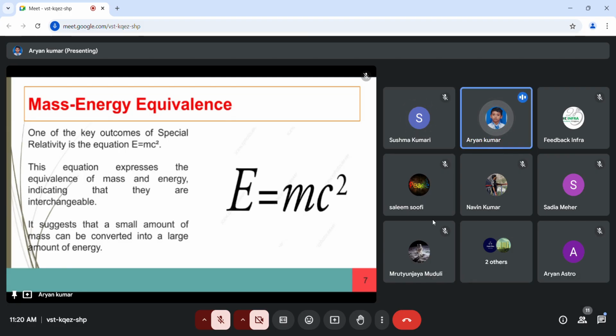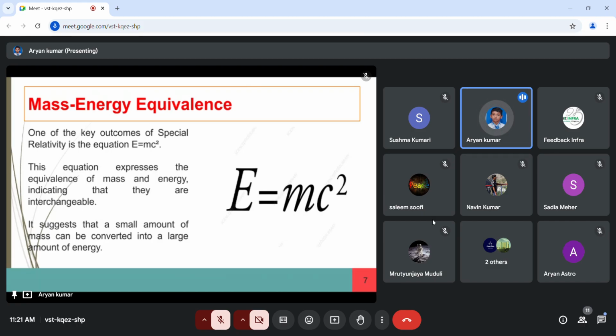Mass energy equivalence. One of the key outcomes of special relativity is E equals mc squared. This equation explains the equivalence of mass and energy, indicating that they are interchangeable. It suggests that a small amount of mass can be converted into a large amount of energy.